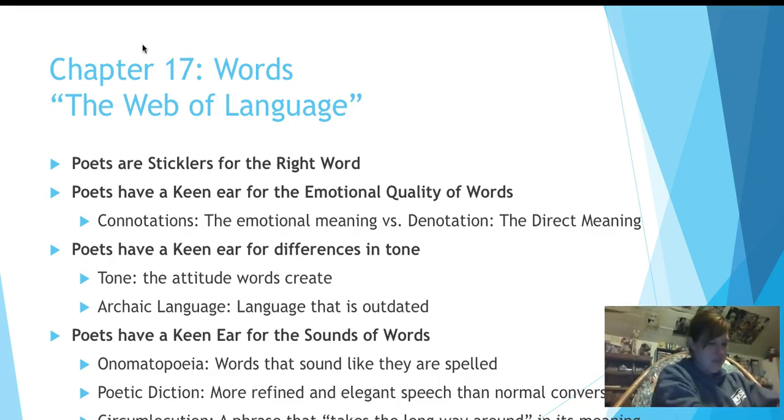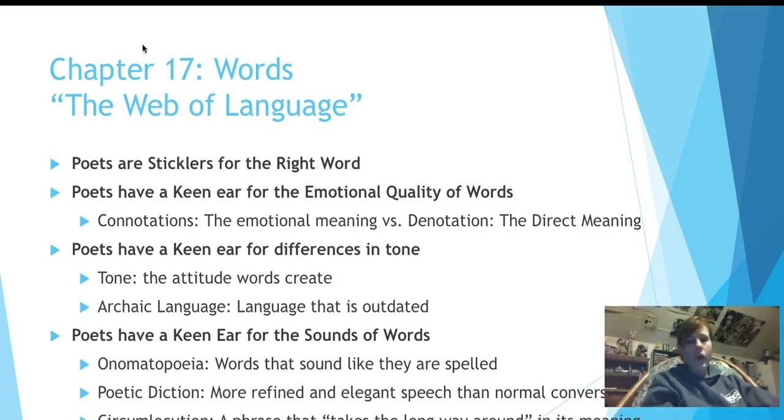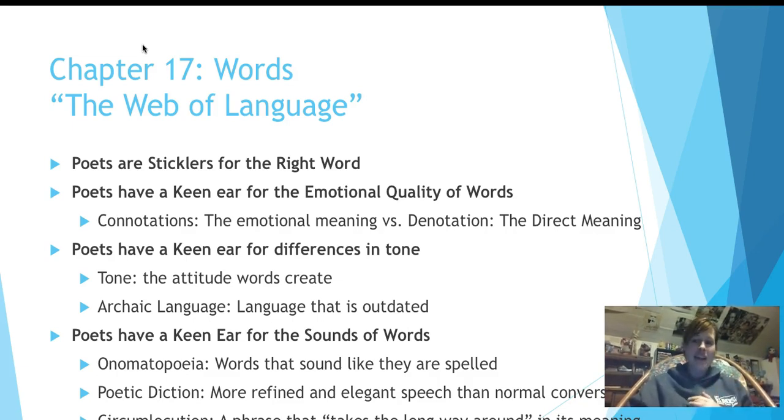I think it's fitting. So right from the get-go, we're given some information about word usage in poetry, and this is kind of echoing what we talked about in the last presentation. But the idea is that there are these 4 things that poets look for and use when they're choosing the words of their poems. And the first thing they talk about is how poets are quote-unquote sticklers for the right word. We said that poetry is language at its best, meaning that if you're going to write good poetry, you've got to choose the exact word that you need for what you're trying to convey.